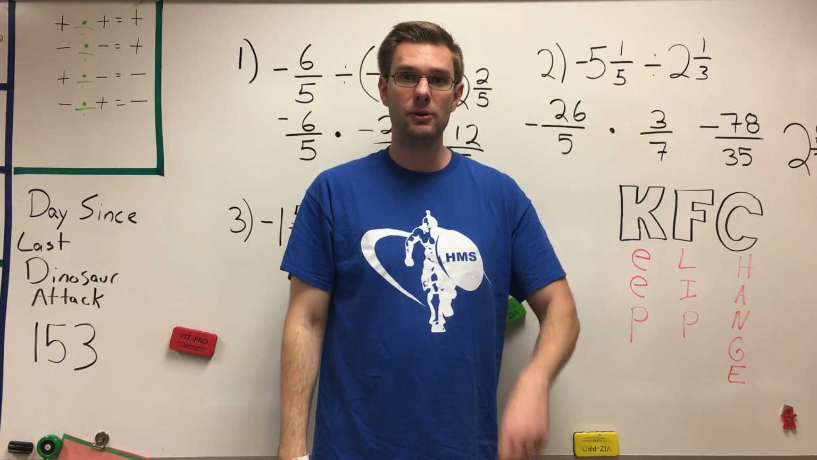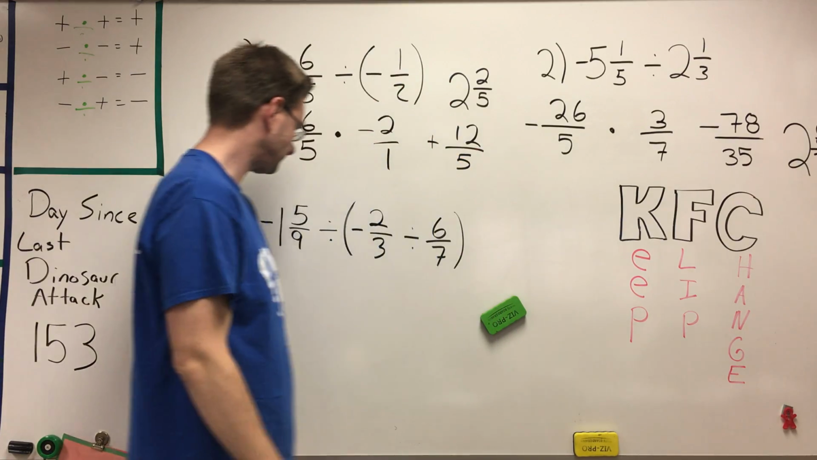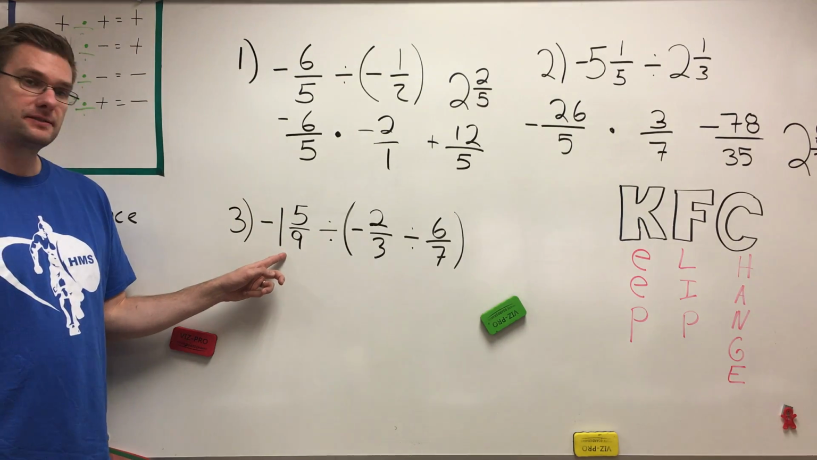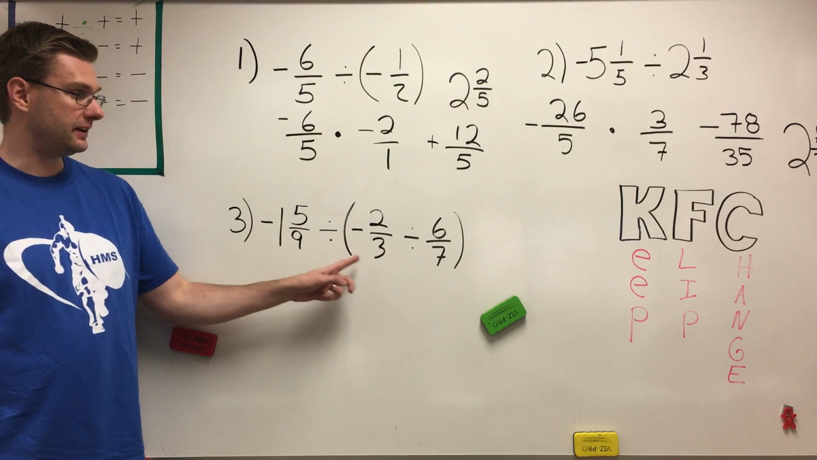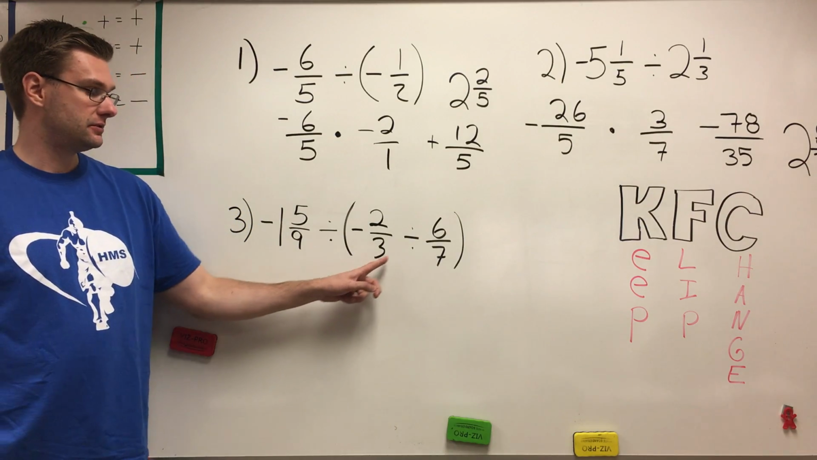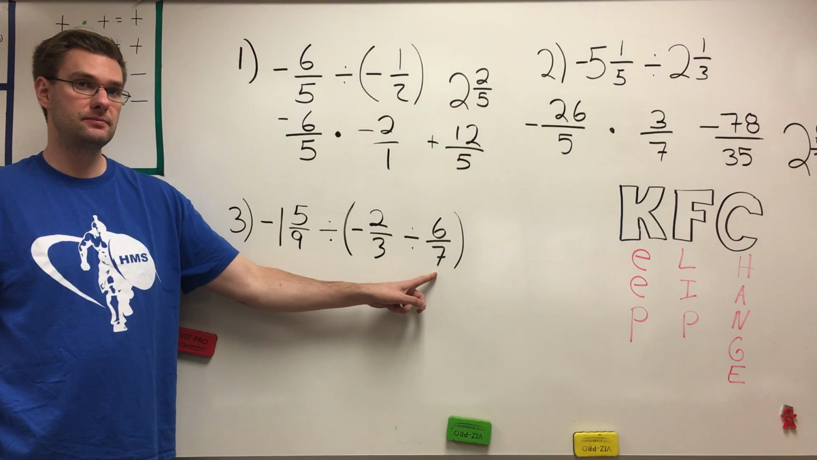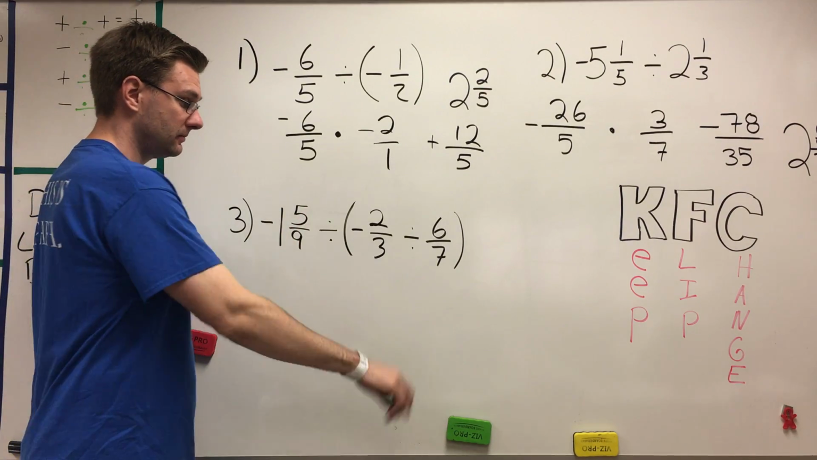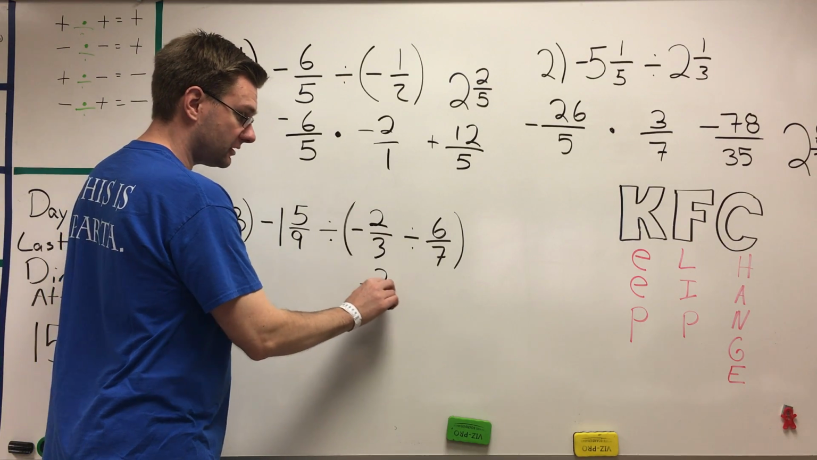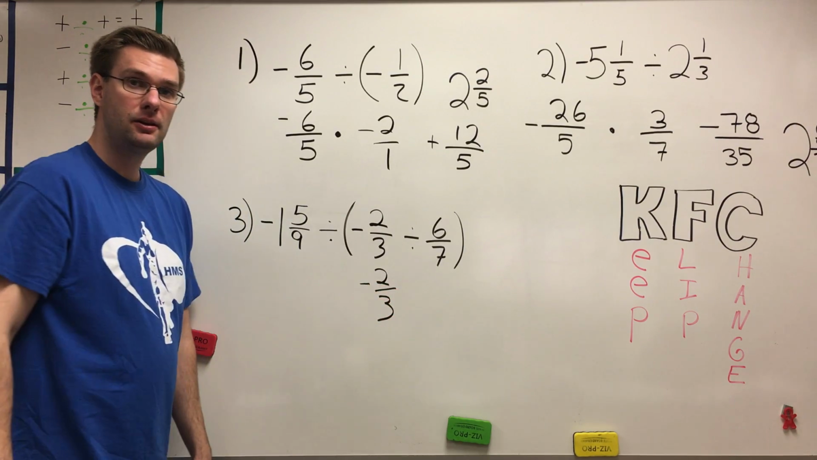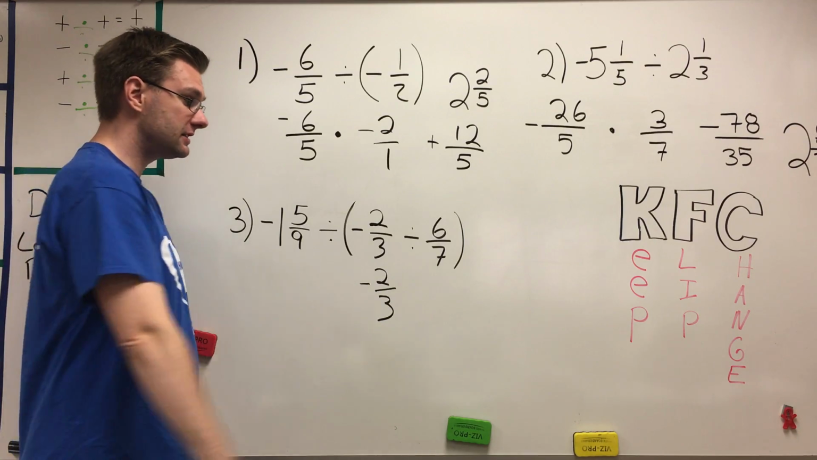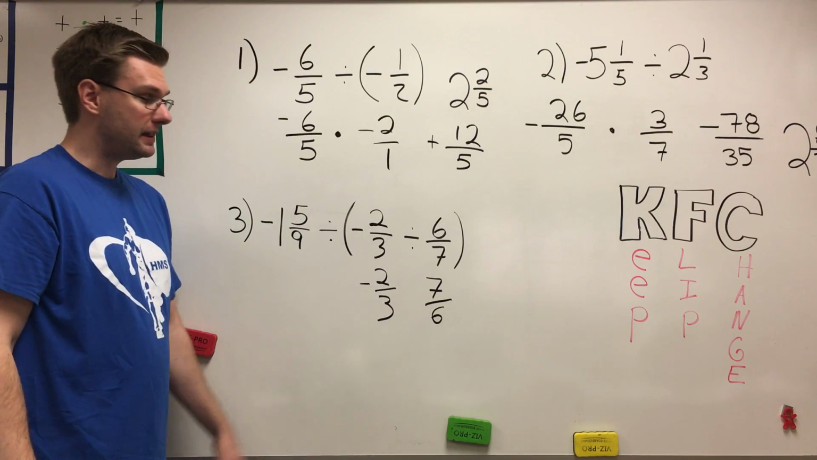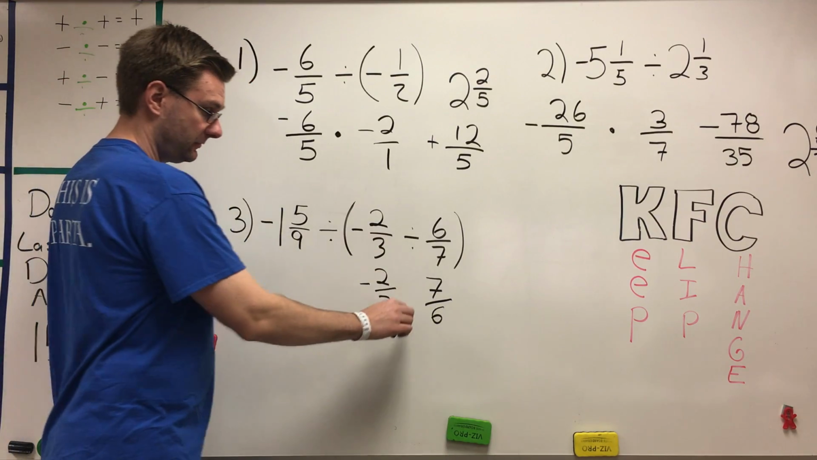Now let's do one more problem with 3 parts. We have -1 and 5/9 divided by the quantity -2/3 divided by 6/7. First, we do what's in the parentheses because of our order of operations. We keep the first term exactly the same. We flip our second term to get 7/6. And then we change our sign from division to multiplication.